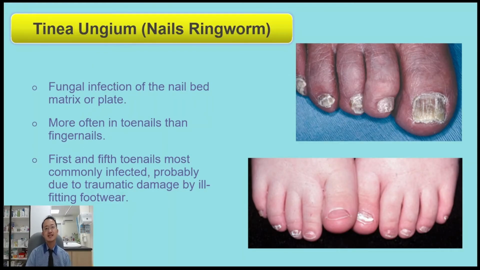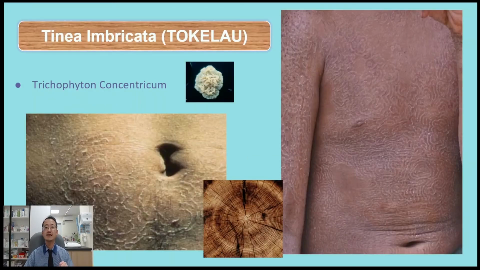Tinea unguium is a nail ringworm. It's a fungal infection of the nail bed and matrix, and you can see the nail is very crumbled. It usually occurs over the first and fifth digits because they are easily traumatized, and sometimes it can be due to ill-fitting footwear. For low immune status patients, sometimes they have this proximal whitish nail fungal infection, so be careful.